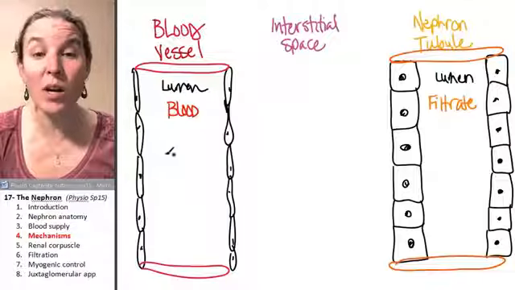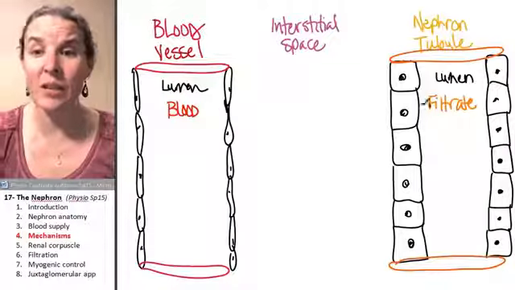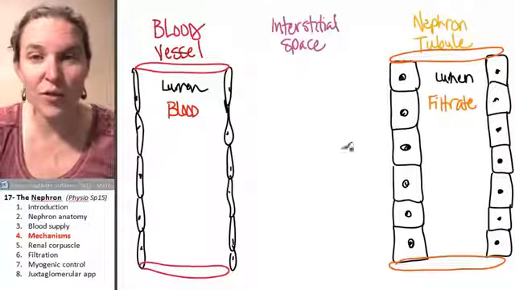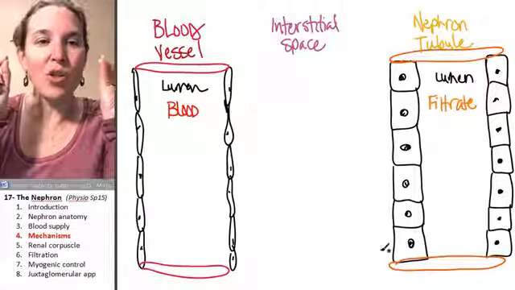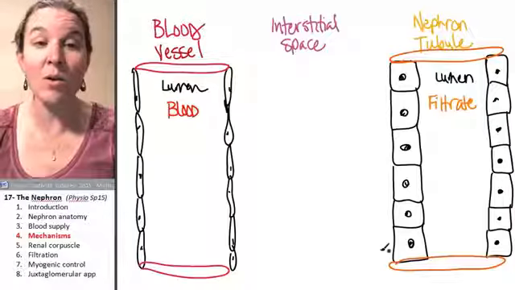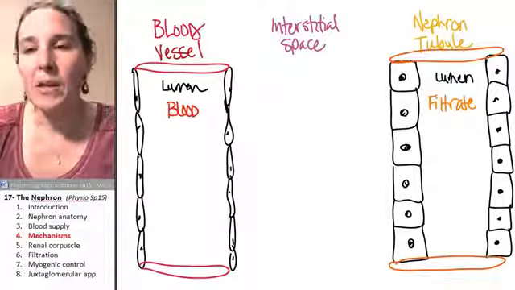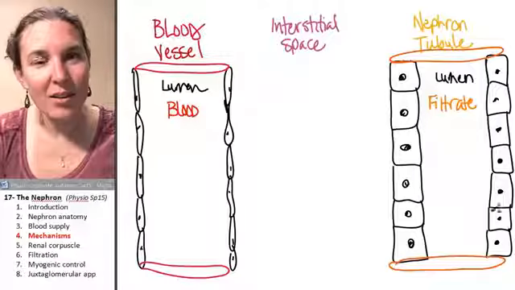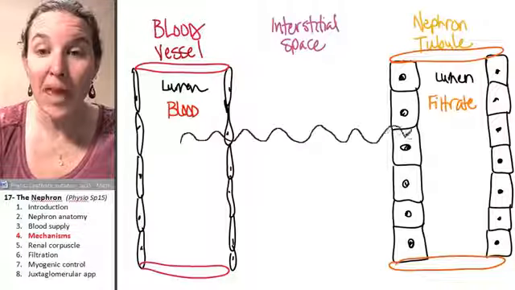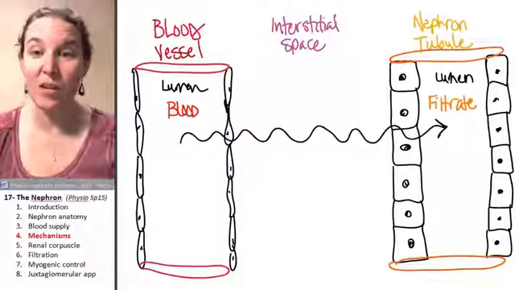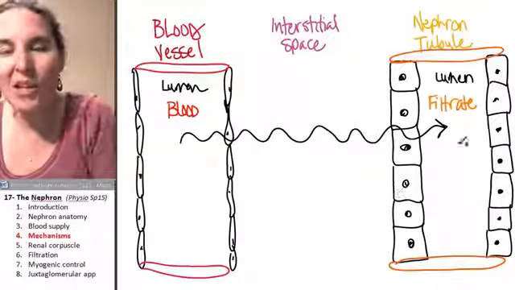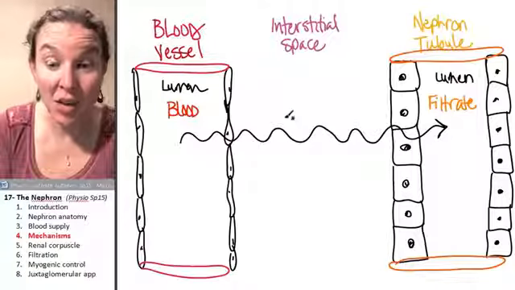And then, of course, if we're going to move stuff between the blood and the filtrate and back again, we're going to have to cross an interstitial space, and there's fluid out here as well. These are the three compartments that become significant when we look at how this whole process is going to work. Now, if we take stuff from the blood and we move it into the nephron tubule, we take blood stuff and make it into filtrate. That is called filtration.